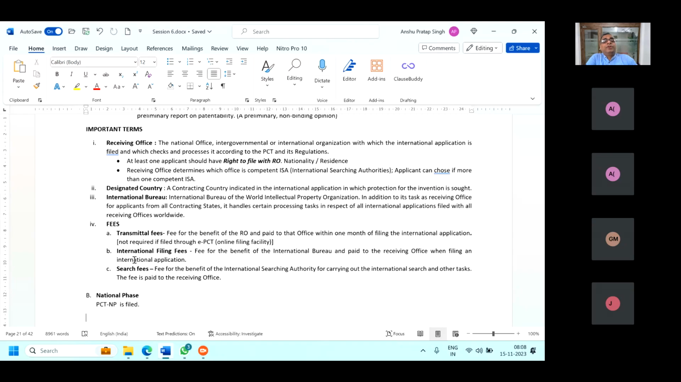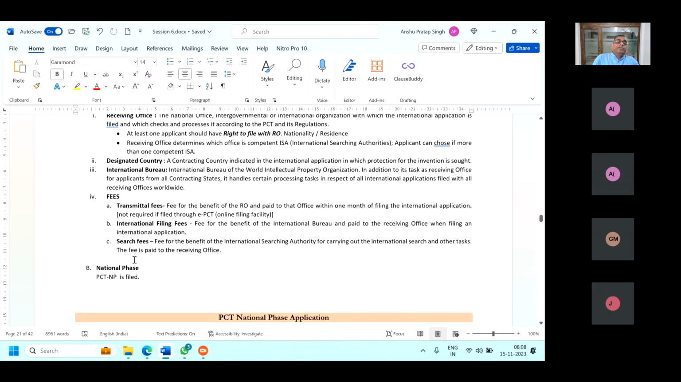Then comes the search fee. This is the fee for the benefit of the international searching authority for carrying out the international search and other tasks. This fee is also paid to the receiving office. The receiving office will ask you for a transmittal fee if it is offline filing. If it is online filing, the transmittal fee will not be there. There will be the international filing fee, which will be paid to the International Bureau, and the receiving office will receive it. Then comes the search fee, which will be paid to the international searching authority that will conduct the search. So this fee has to be paid.